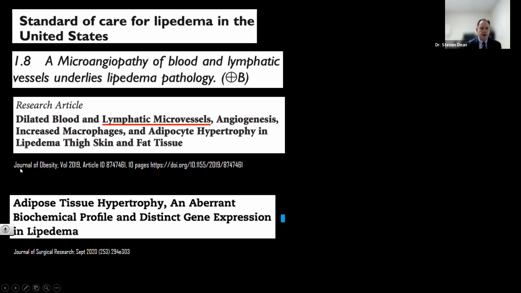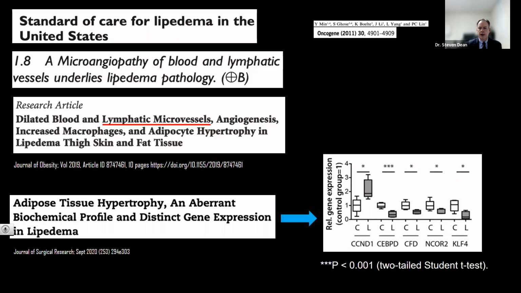And then here's a 2020 reference entitled Adipose Tissue Hypertrophy. This was a lipedema cohort, obviously. An aberrant biochemical and distinct gene expression in lipedema. Well, what was that distinct gene expression? Well, here's the distinct gene expression. They looked at, here we have 1, 2, 3, 4, 5 genes encoding for proteins. And the one that was statistically lower, so again, they had a cohort that was age and weight matched. And what they found here in the lipedema cohort, they had statistically lower genetic expression of CEBD.